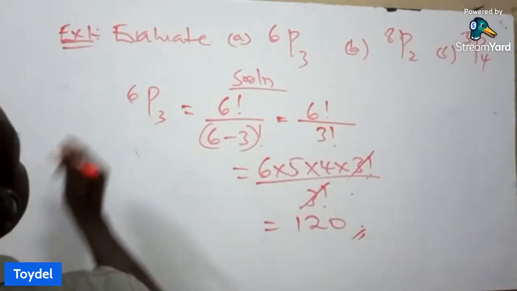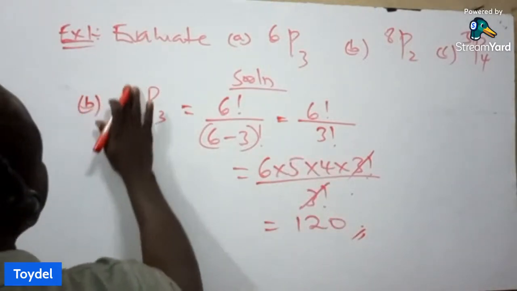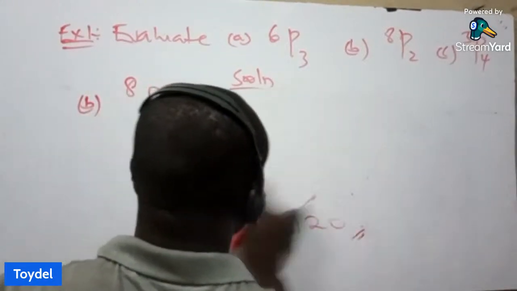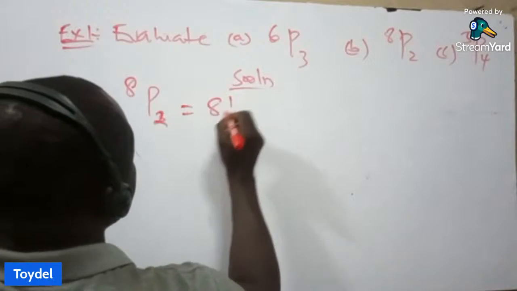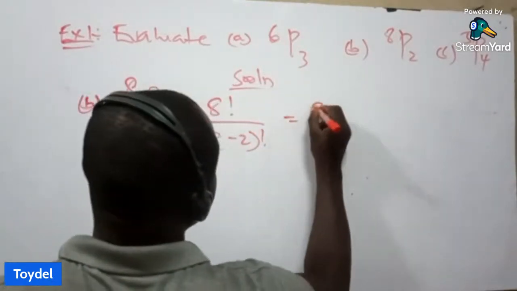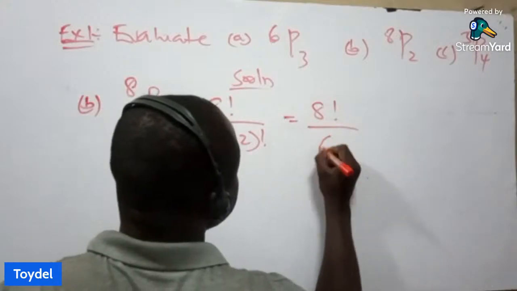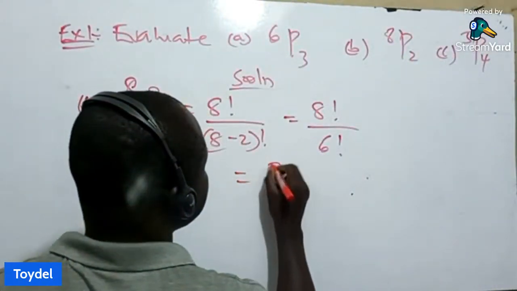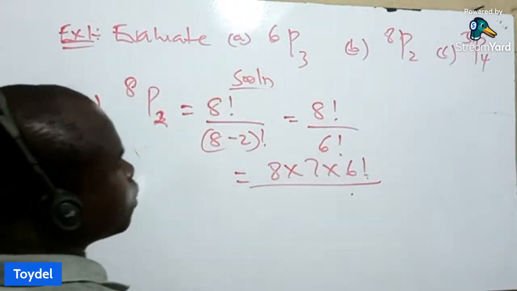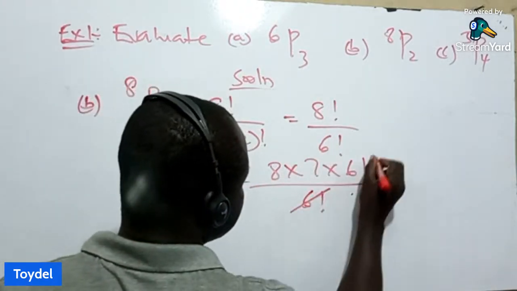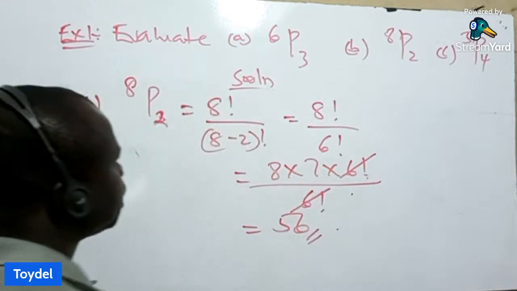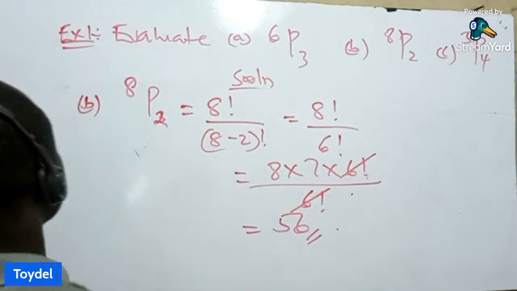Then we go to the second example, B, where we have 8 permutation 2. So 8 permutation 2 is going to give us 8 factorial all over (8 minus 2) factorial. This will be 8 factorial all over 6 factorial, since 8 minus 2 is 6. So we are going to get 8 times 7 times 6 factorial. I'm going to reduce it to 6 factorial because I have 6 factorial at the denominator. So 6 factorial can take care of 6 factorial. I'm going to get 8 times 7, and that's 56. So that will be the answer there.